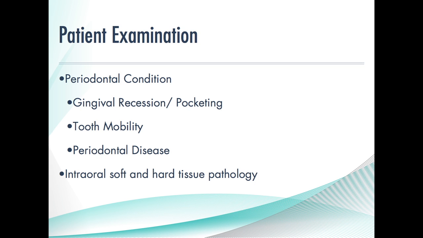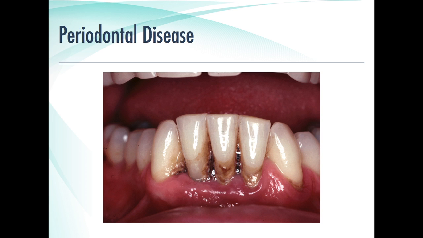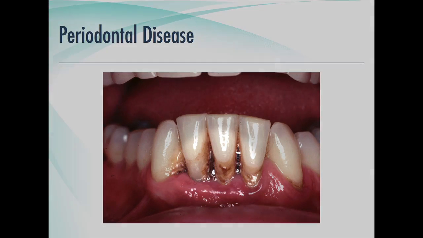Patient exam: we look at the perio, look at the gums, are the teeth moving? And obviously we do an oral cancer screening on all of our patients, no matter what they come in for. This periodontal disease, pretty obvious. We want to get this cleaned up before we make an appliance. And it's just a good opportunity when you see this kind of thing.